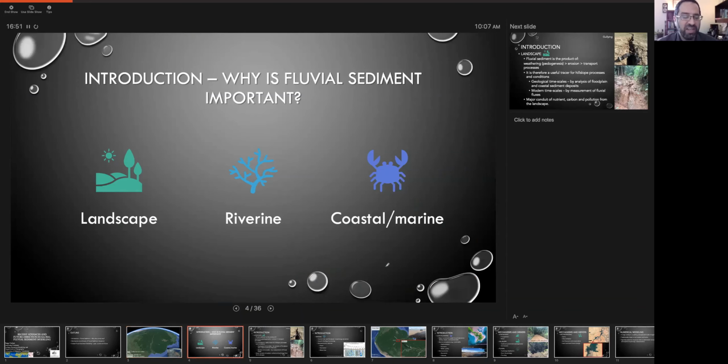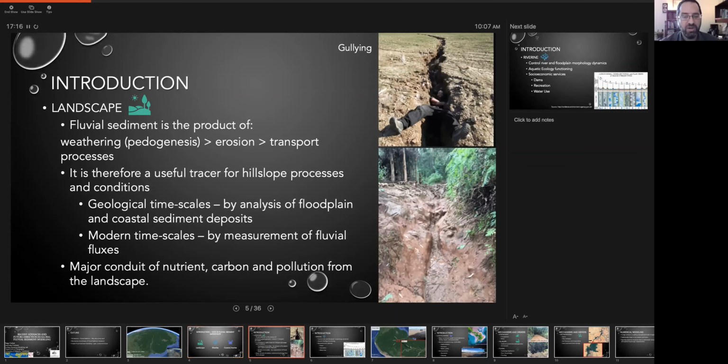So as I said, I like to frame my introduction in the form of a question. Why is fluvial sediment important? Why should we care, right, about all of that? And especially, why do we want to model that? So I like to split it into three domains or three environments: the landscape, the river, and the coastal/marine environment. So for the landscape, we just heard a talk about gullying, right?